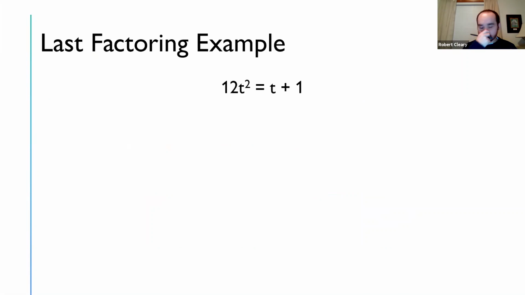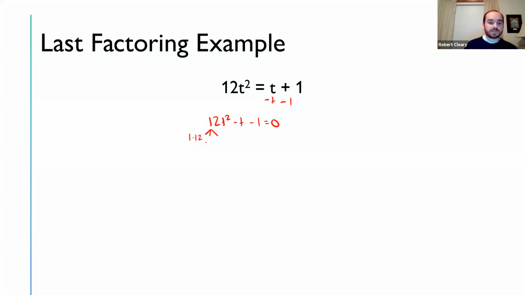All right, the last factoring example. This one might not even look like a quadratic equation the first time you look at it. But with a little bit of simplification, we can very quickly see that it is. So if we subtract t and we subtract 1 from both sides, we'll get 12t squared minus t minus 1 equals 0.